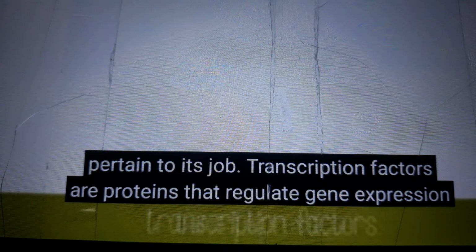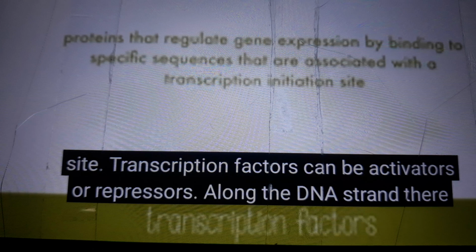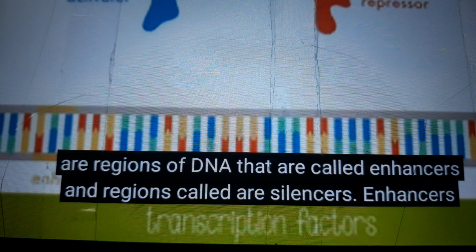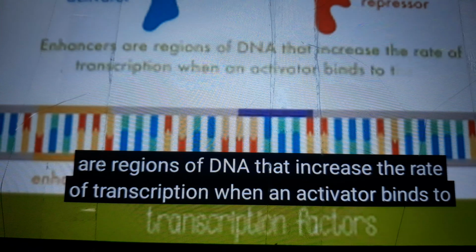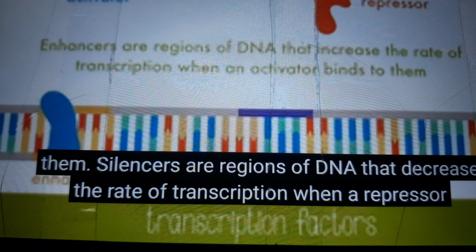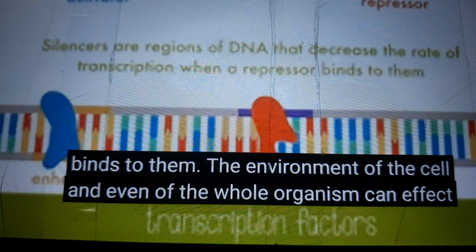Transcription factors are proteins that regulate gene expression by binding to specific sequences that are associated with the transcription initiation site. Transcription factors can be activators or repressors. Along the DNA strand, there are regions of DNA that are called enhancers and regions called silencers. Enhancers are regions of DNA that increase the rate of transcription when an activator binds to them. Silencers are regions of DNA that decrease the rate of transcription when a repressor binds to them.